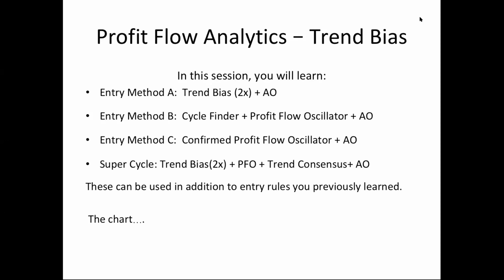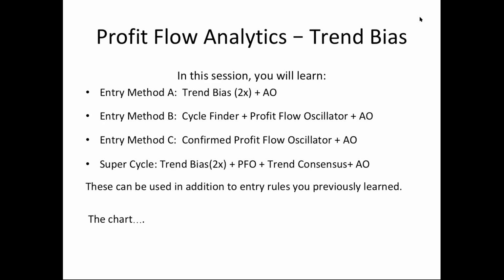So when you have a cycle finder that prints red, and then 2 or 3 bars later, however many it is, there's no specific guideline on how long that has to take. But if you have a few bars later a red profit flow oscillator, that qualifies as an entry as long as it also aligns with the AO. It does not, in this case, have to align with the trend bias. If you wait for it to align with the trend bias, you're just giving it more validity.